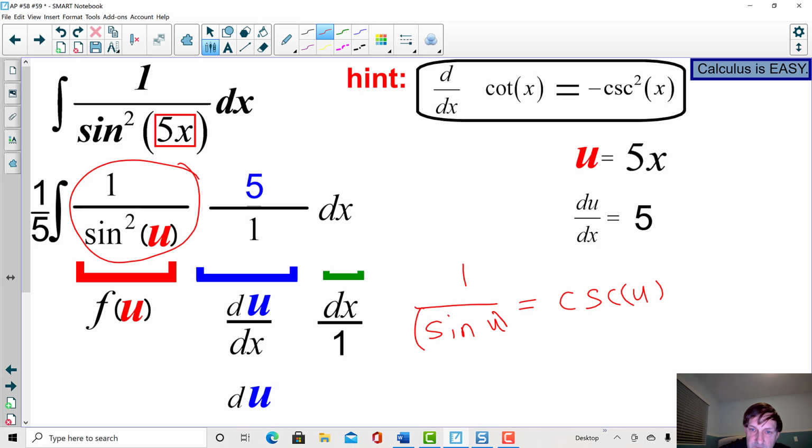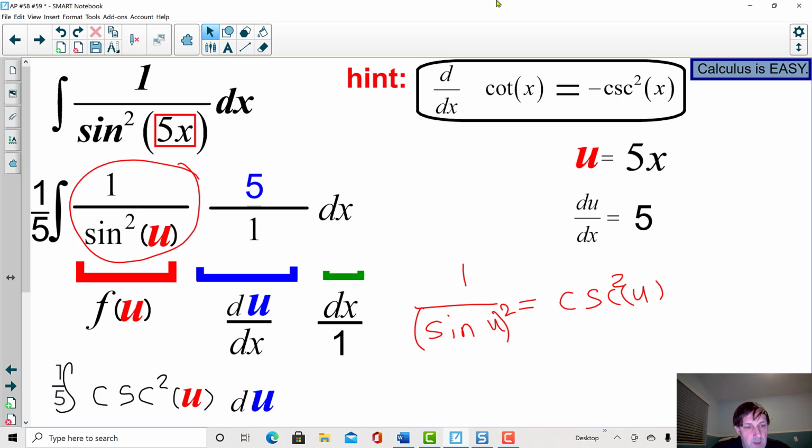So if we have 1 over sine squared, that's the same thing as cosecant squared. So our integral is going to be the integral of cosecant squared. And there's a reason why we changed it to cosecant squared instead of just leaving it as 1 over sine squared. We actually have a rule for that.